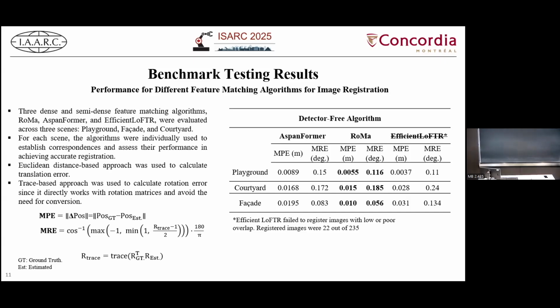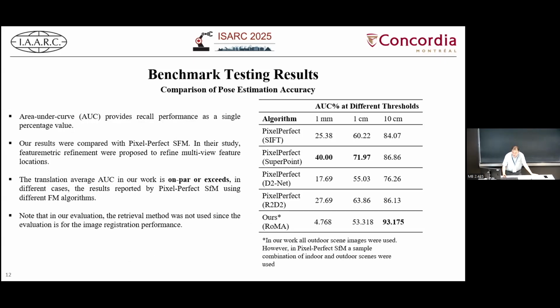So for the minimum error, the distance error is around 5 or 1 centimeter, because this is for the benchmark data. The angular error is around 0.1 degree. But this is for the absolute error.